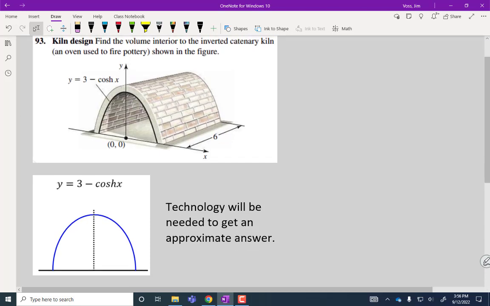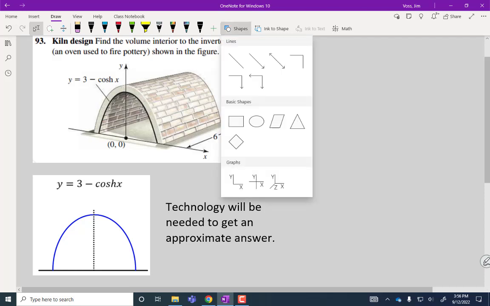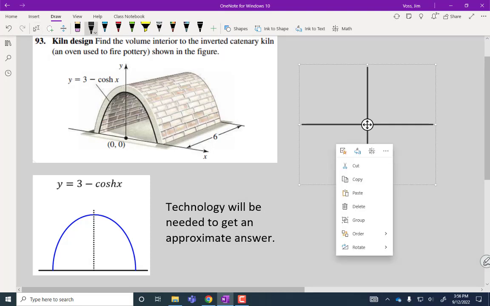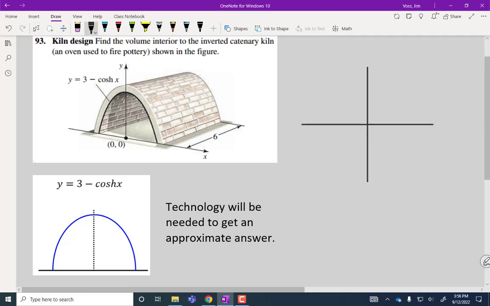Here, we want to find the volume of this kiln. All we're going to do is find the area of the face, multiply it by the length. That'll give us the volume of the kiln. So when we're looking at the face there of this kiln, the curve that they're using is a transformation of the hyperbolic cosine.